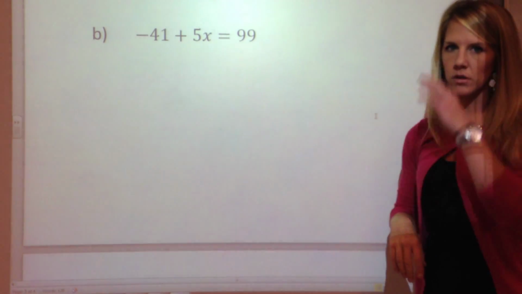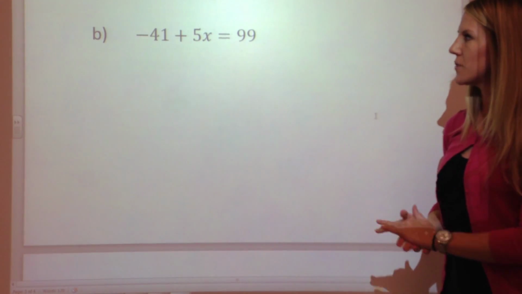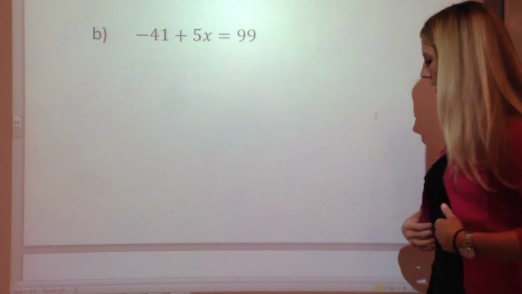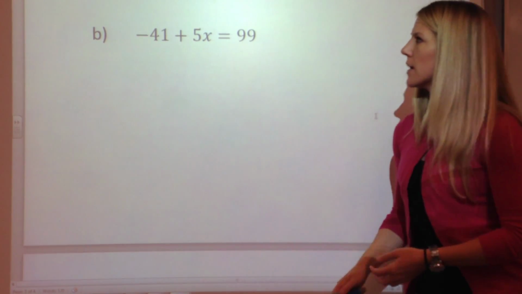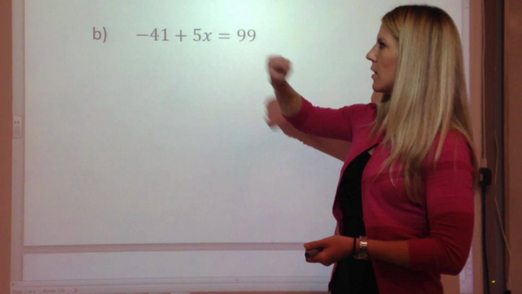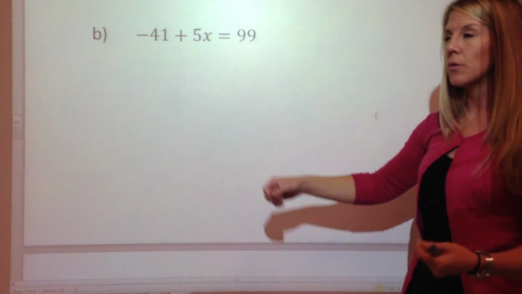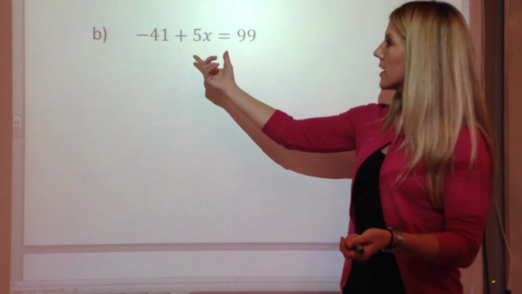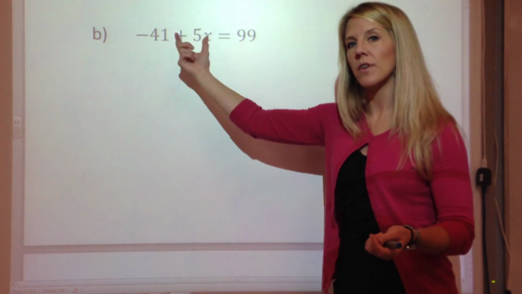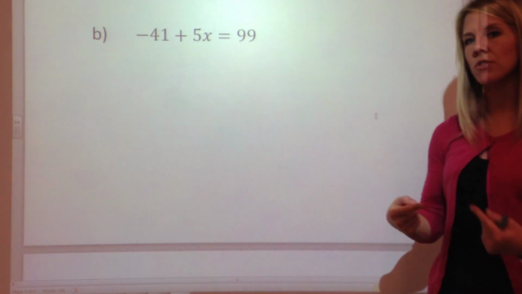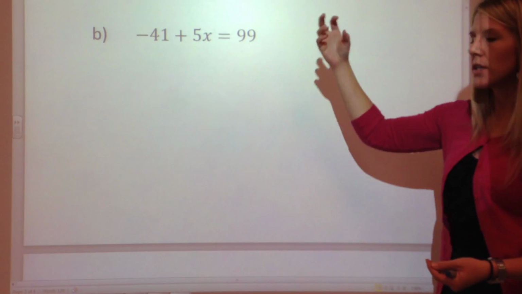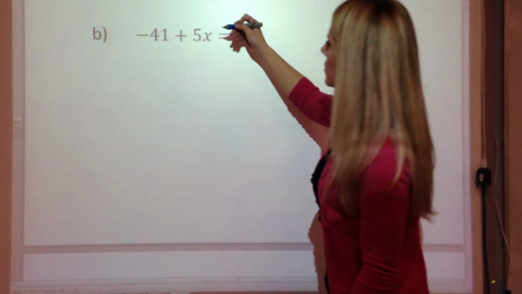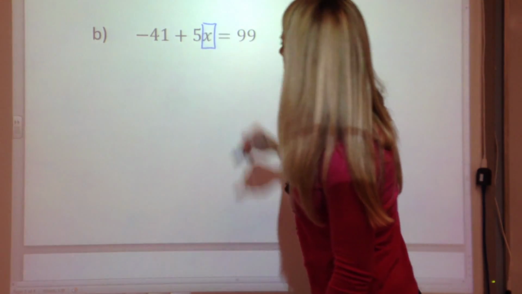Okay, let's look at another one. Negative 41 plus 5 times something must equal 99. So before, we would take a table and say, okay, what if x is 5? What if x is 10? What if x is 3? What if x is negative 1? And see which value of x would give me 99? So now we are solving these algebraically, where we're trying to isolate that variable. So the variable is x.